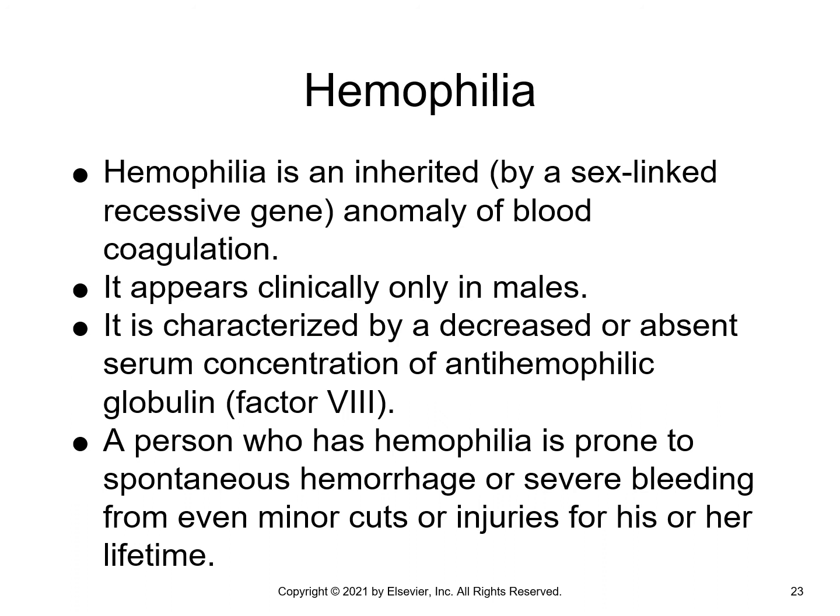So the clotting process is a very complex process requiring numerous different factors to make it effective. And with hemophilia, these patients do not contain, or produce in lower levels, this factor 8 that contributes to clotting. So a person who has hemophilia is prone to spontaneous hemorrhage or severe bleeding from even minor cuts or injuries in their lifetime. Something that would be a very minor injury to somebody else could bleed, and they would have significant difficulty getting the bleeding stopped.